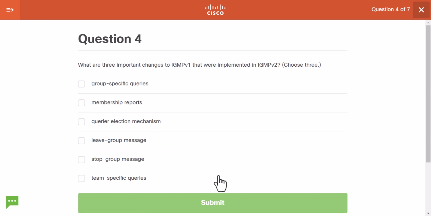What are 3 important changes to IGMP version 1 that were implemented in IGMP version 2? Okay, so group-specific queries, membership reports, querier election mechanism, leave group message, stop group message. There is definitely a leave group message. I can clearly remember that. Then group-specific queries. No, I think group-specific queries were implemented even in IGMP version 1 because the whole point of the protocol is to indicate the group the receiver wants to join.